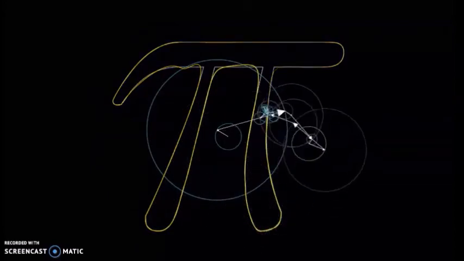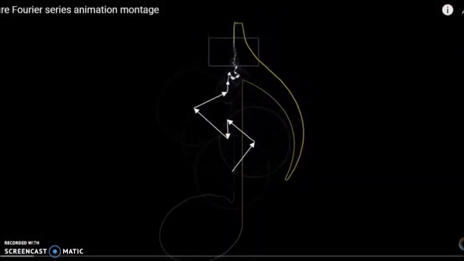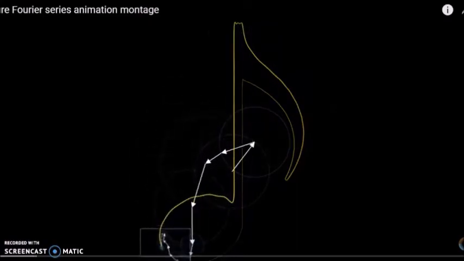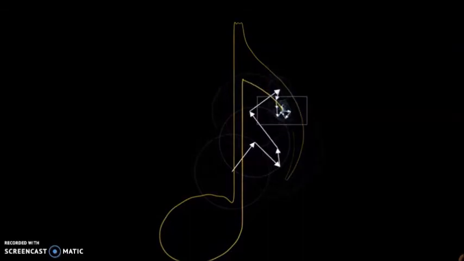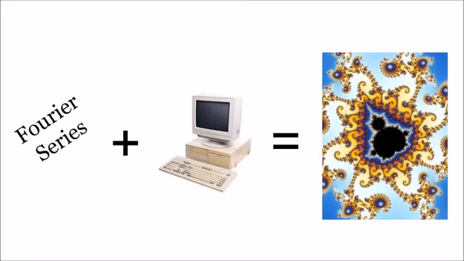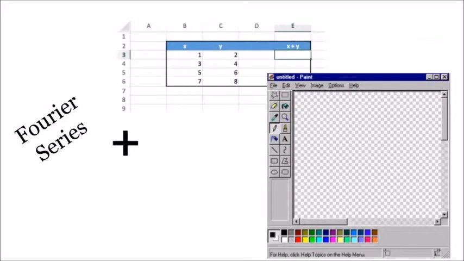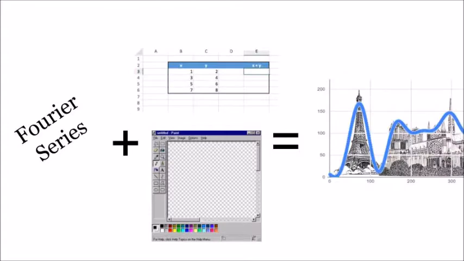As impressive as these epicycle drawings are, they do require animation and programming skills that I just don't have. My goal is to use math to get us halfway there, the Fourier series, and computers, but only simple stuff, only simple spreadsheets, and only Paint. And we'll still get a mathematical result that matches up with any picture of my choice.